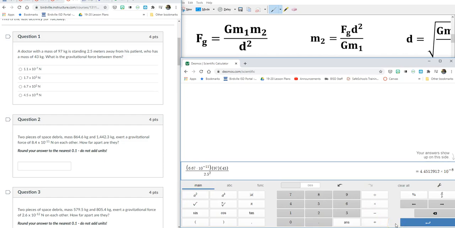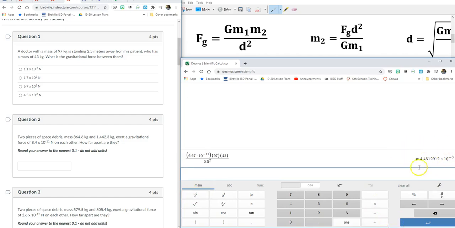So I can go ahead and hit enter, and my answer is already right over here. As I'm typing in my numbers, it's actually giving me the result over here. So 4.4512912, we don't want to keep that many digits, but times 10 to the negative 8. So when I come over here to my answer choices, I can see 4.5 times 10 to the negative 8, and my units are newtons. So you can see right here, if I round this, 4.5 times 10 to the negative 8.